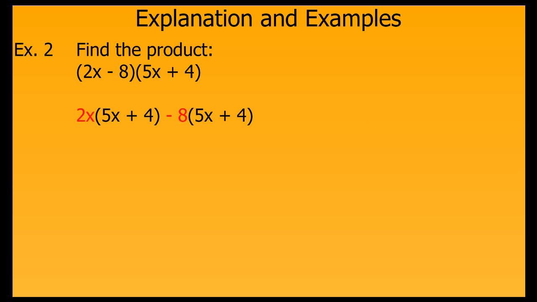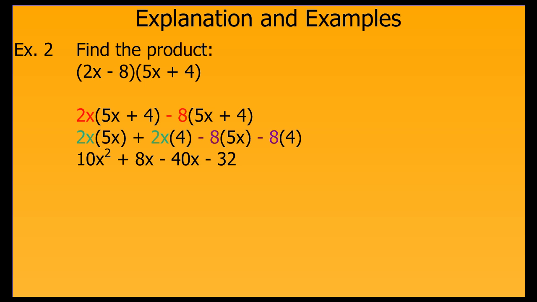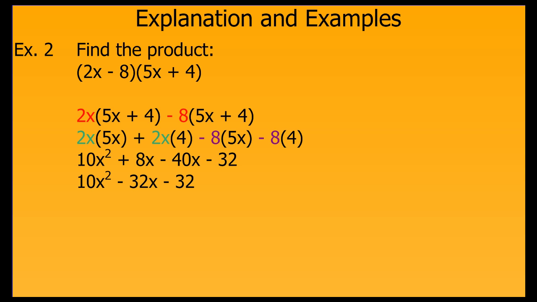We again use the distributive property, and again we need to be careful to distribute everything in the first binomial times the entire second binomial. So we multiply the 2x times the second binomial and the negative 8 times the second binomial. We now use the distributive property again to distribute the 2x through that parentheses and the negative 8 through its parentheses. When we do that, we get 4 terms. But notice that the two middle terms both have x to the first in them, so they are like terms. This means we can combine them. So when we combine the 8x and the negative 40x, we get negative 32x. So we get our final product, which is 10x squared minus 32x minus 32.